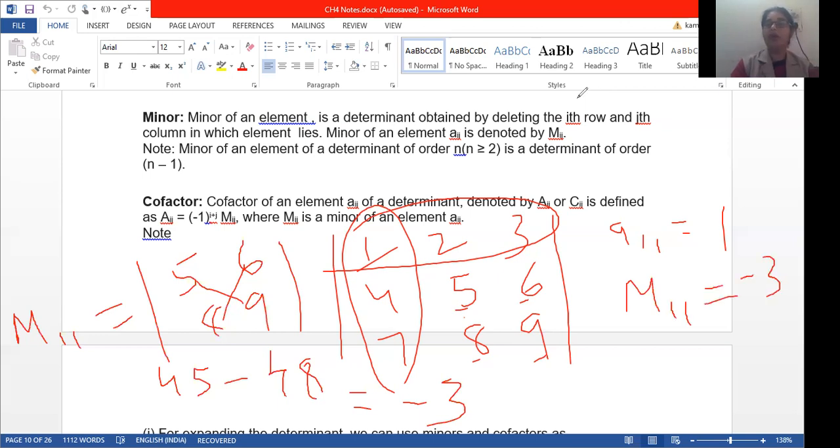So I explained how you can calculate minor using the determinant in a 3 by 3 matrix. If you have a 2 by 2 matrix, you can directly find the minor. Clear? That's what it is written: minor of an element is a determinant obtained by deleting the ith row and the jth column in which the element lies. So if we leave that particular row and column in which that element lies, we can find the minor of that particular element.